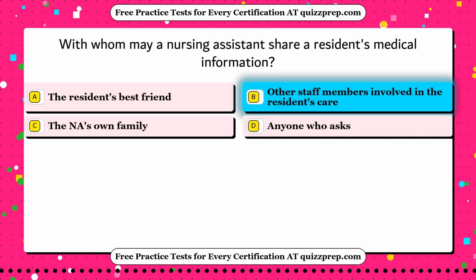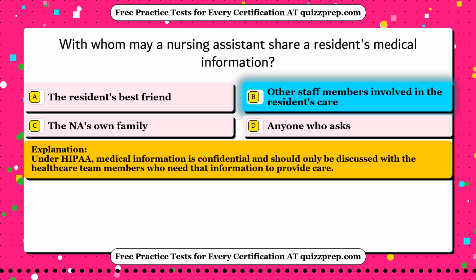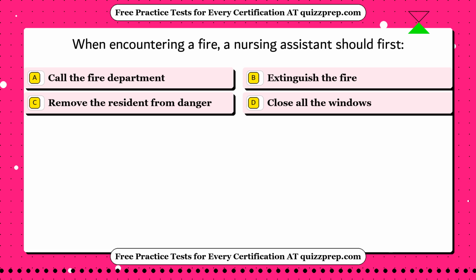The correct answer is option B. Other staff members involved in the resident's care. Under HIPAA, medical information is confidential and should only be discussed with the healthcare team members who need that information to provide care. Question 32.